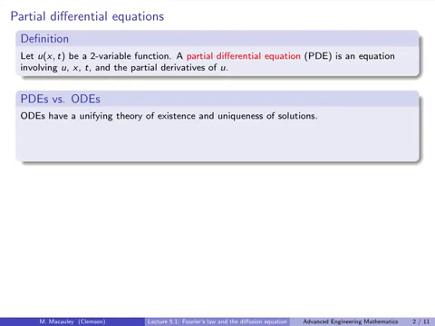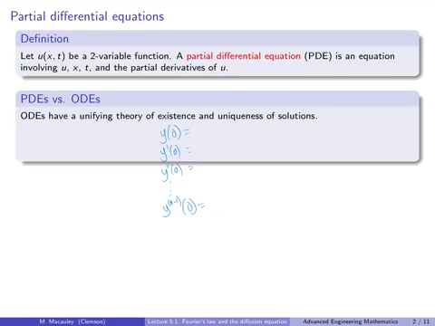As we've seen, ODEs have a unifying theory of existence and uniqueness of solutions. In particular, if we have a linear homogeneous nth order ODE, then the general solution is a vector space of dimension n. Moreover, if we have n initial conditions, for example, y of 0 and y prime of 0, y double prime of 0, all the way up to the n minus first derivative at 0, if we know all of these values, then we have a unique solution.